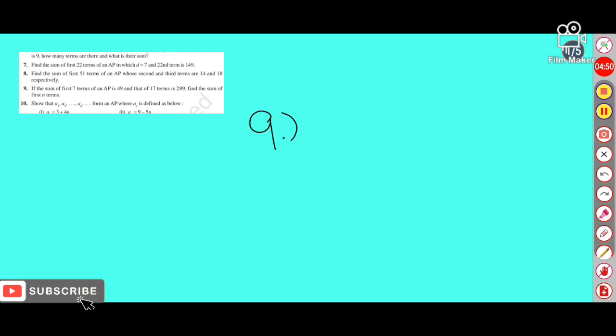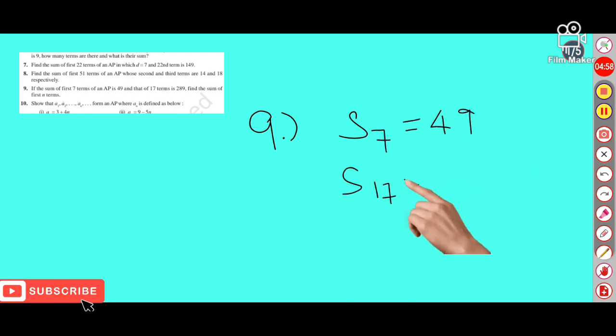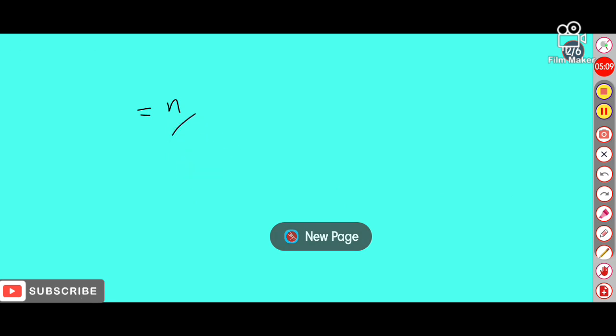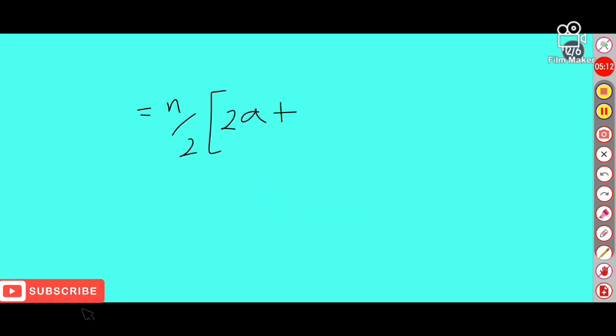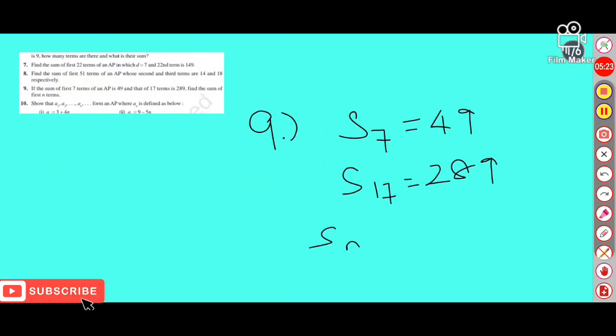Ninth one. The sum of the first 7 terms of an AP is 49 and that of 17 terms is 289. Find Sn is what the question is all about. So Sn equals n by 2 into 2a plus (n minus 1) into d. We don't know the value of n over here, but we need to find the values of a and d with respect to S7 and S17.